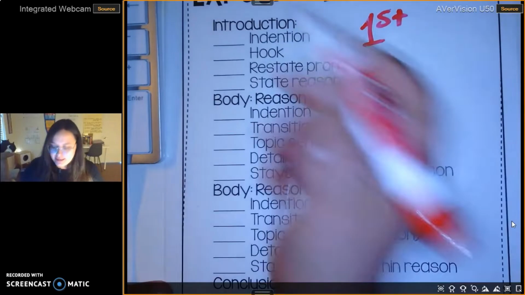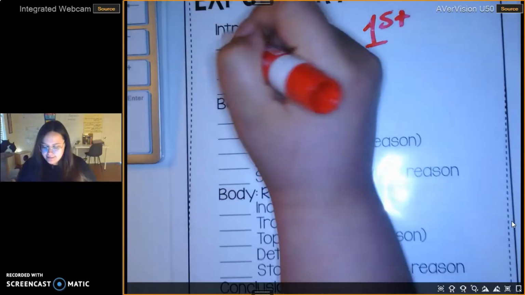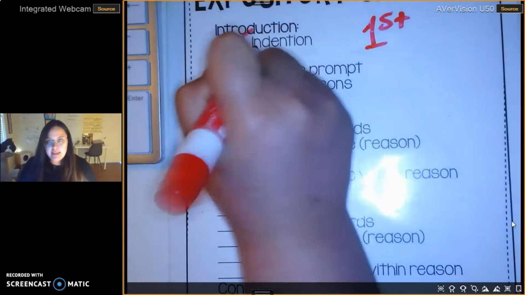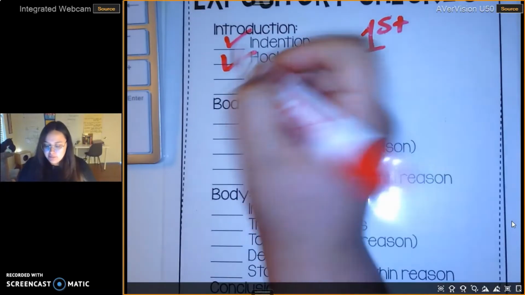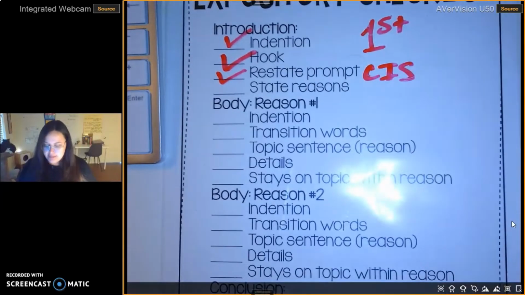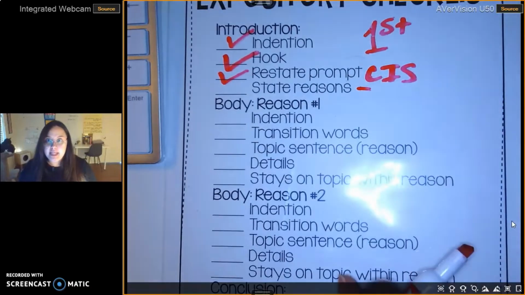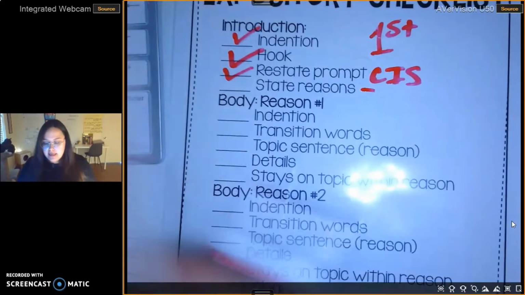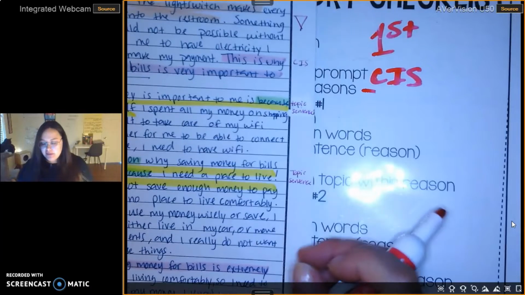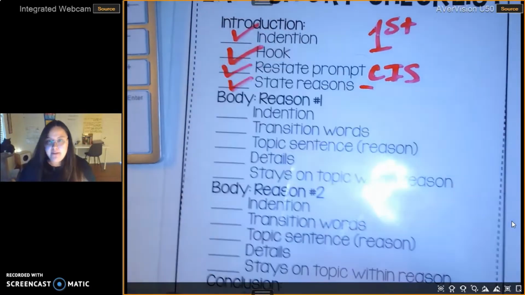So you're going to go through, you're going to say, did I indent? Well, let me check. Did I indent? Yes. Do I have my hook? Yes. And you keep on going. Did I restate the prompt? Also, the central idea statement. Yes. Did I state my reasons? Oh no, maybe that's something I didn't do. Okay, and I would stop right there. And I would come back to my draft and I would start making corrections, right? And then I come back, okay, fixed it.